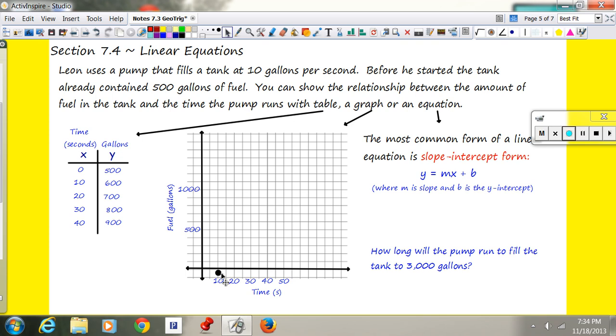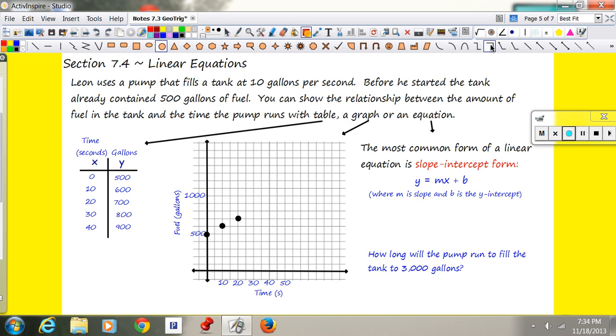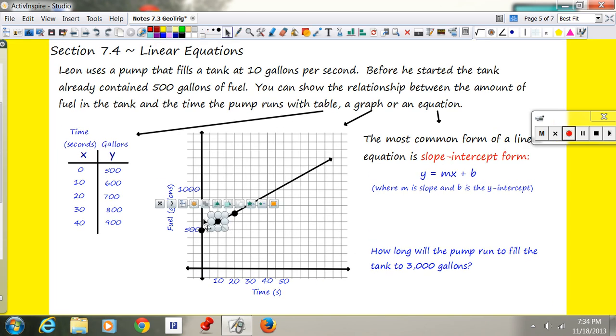All right, so we're over 0 and up 500. And then we're over 10 and up to 600. Okay, over 20 and up to 700. So you can see the linear equation there. This one is not going to go into the negatives at all because we're not going to have negative gallons. The pump is working, the pump is making positive gallons, so we're not going to have negative gallons.